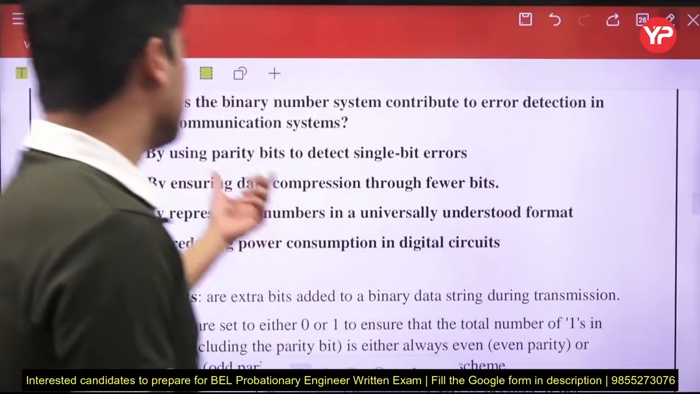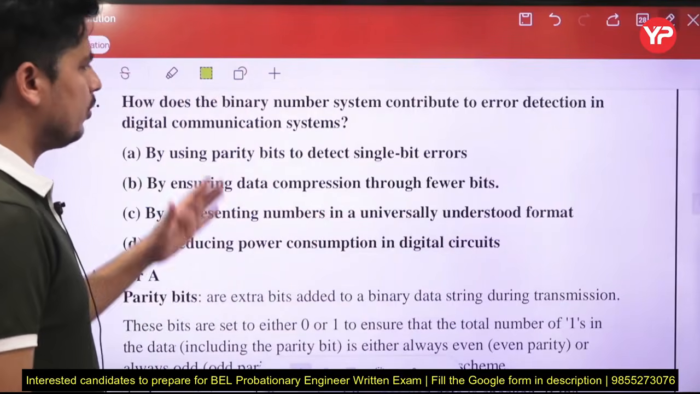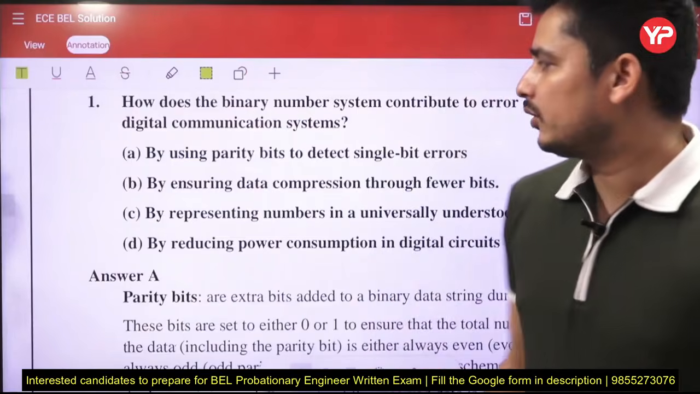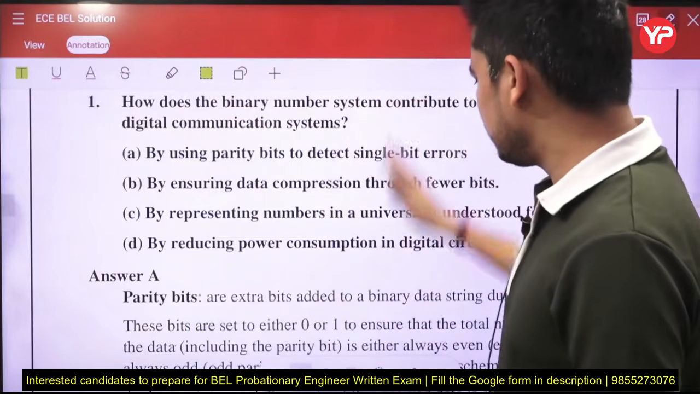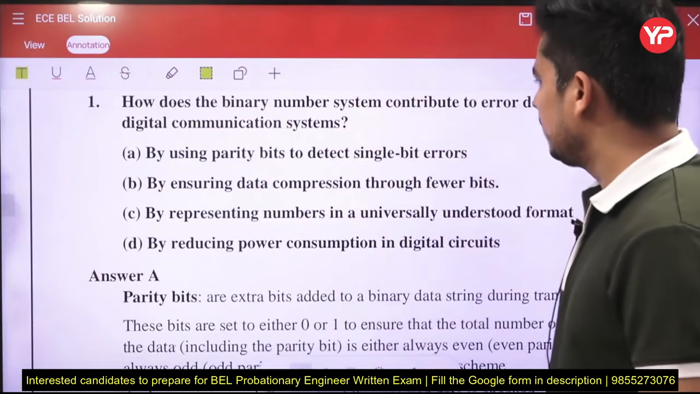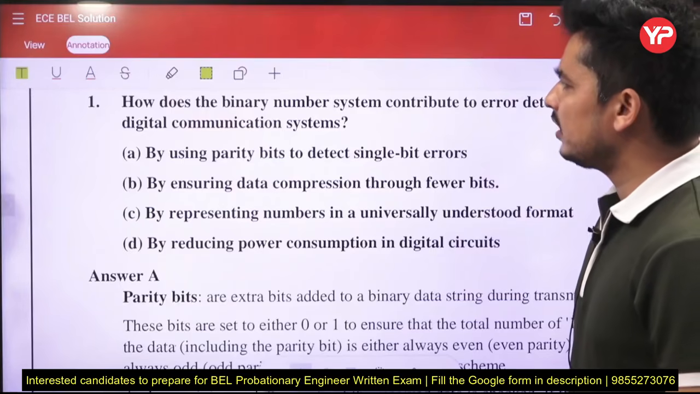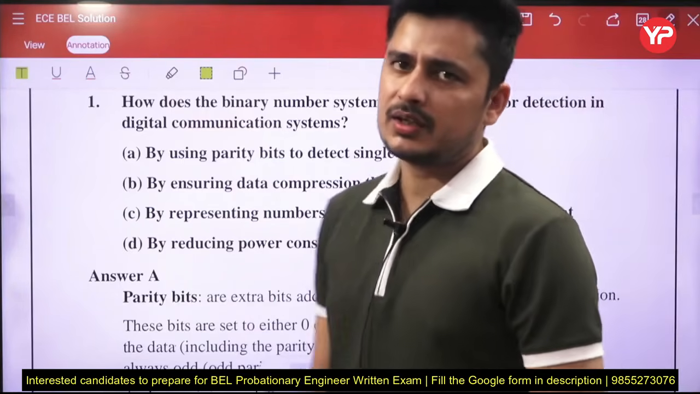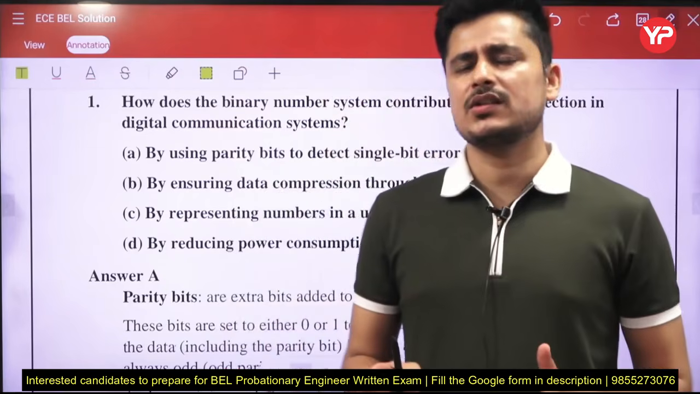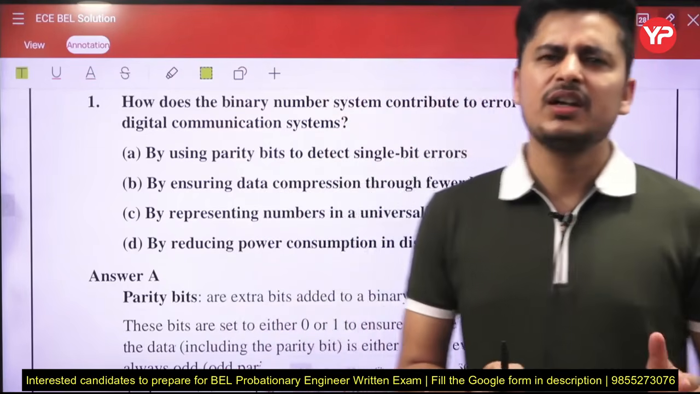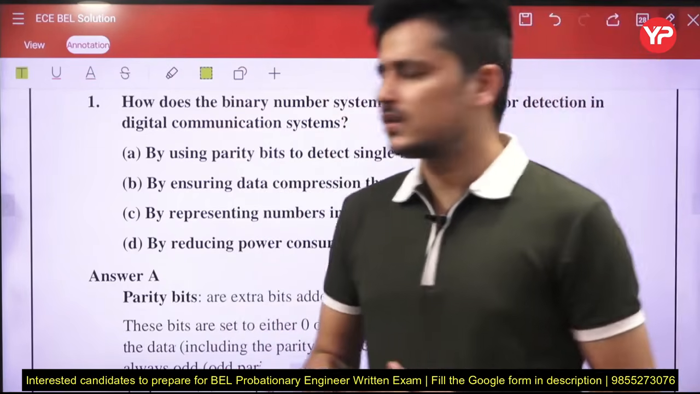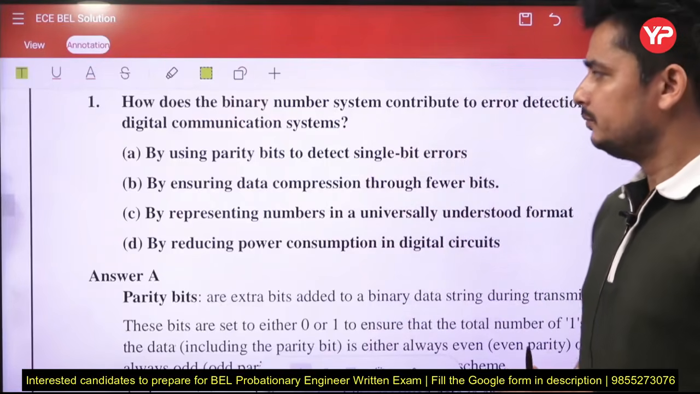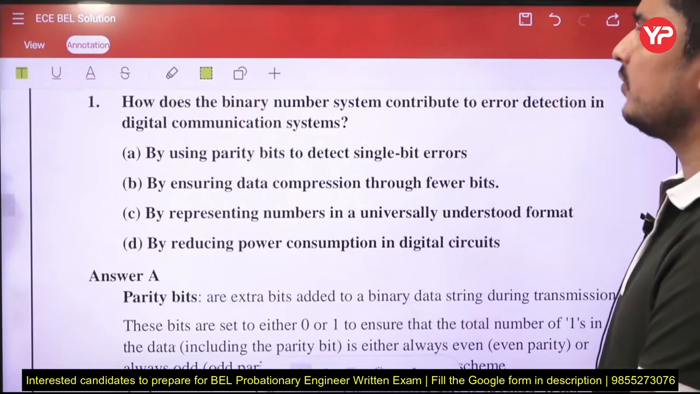Today we are going to discuss the solution of the past paper taken by BEL in the month of May. We are discussing the detailed solution of this paper. This time the paper is completely theoretical. Last time, they put some numerical questions, but this time it is completely theoretical and conceptual. Okay, let's start with the first question.